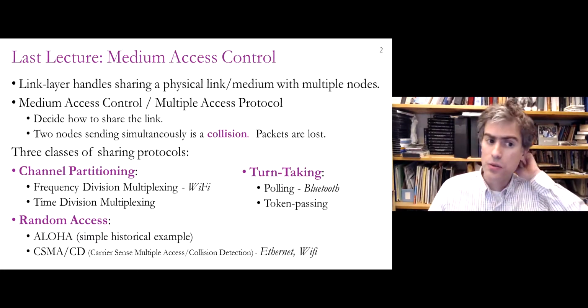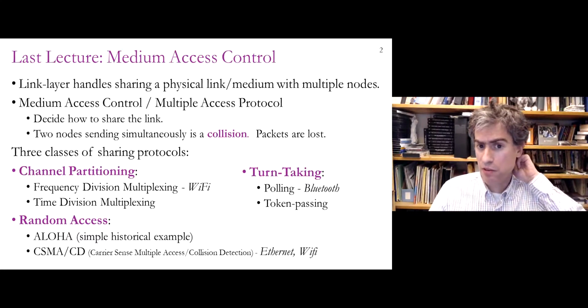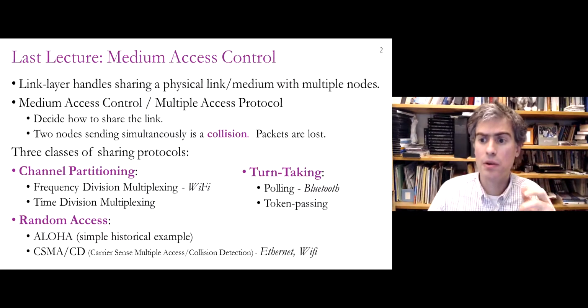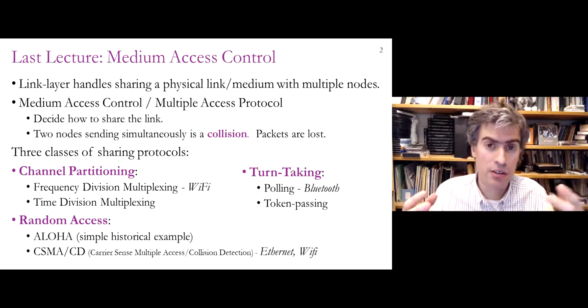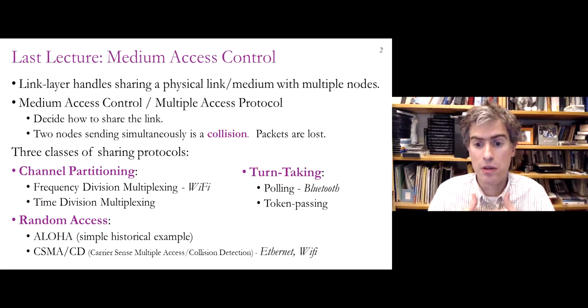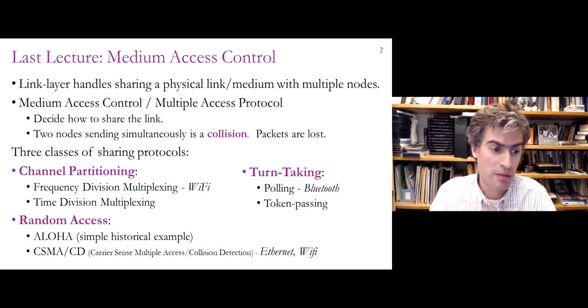a way to handle sharing of a physical link or a medium with multiple nodes that want to communicate on that same link or channel. Another word for that is multiple access protocol. It's a way to decide how to share the link. And the key goal here is to avoid collision. If two nodes try to send at the same time on that shared link, the messages will collide, they'll overwrite each other, and that data will be lost, which is inefficient. It has to be retransmitted.